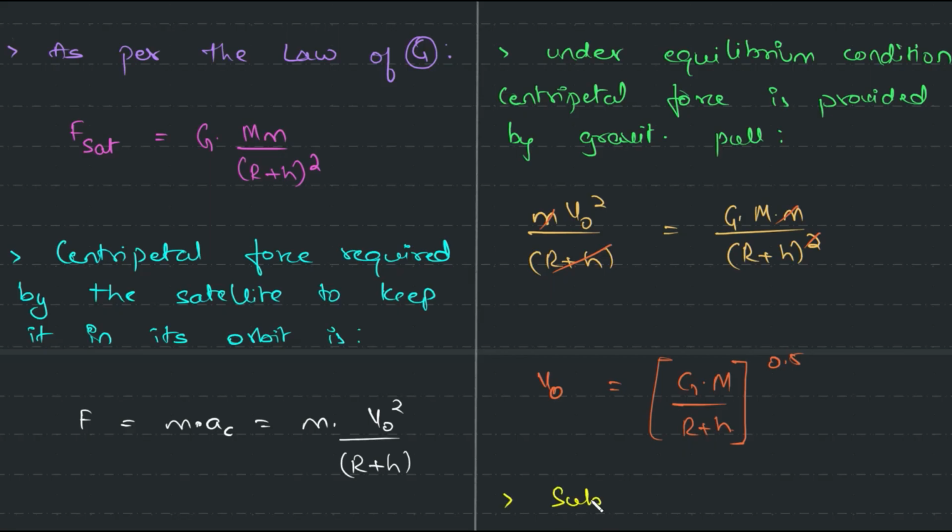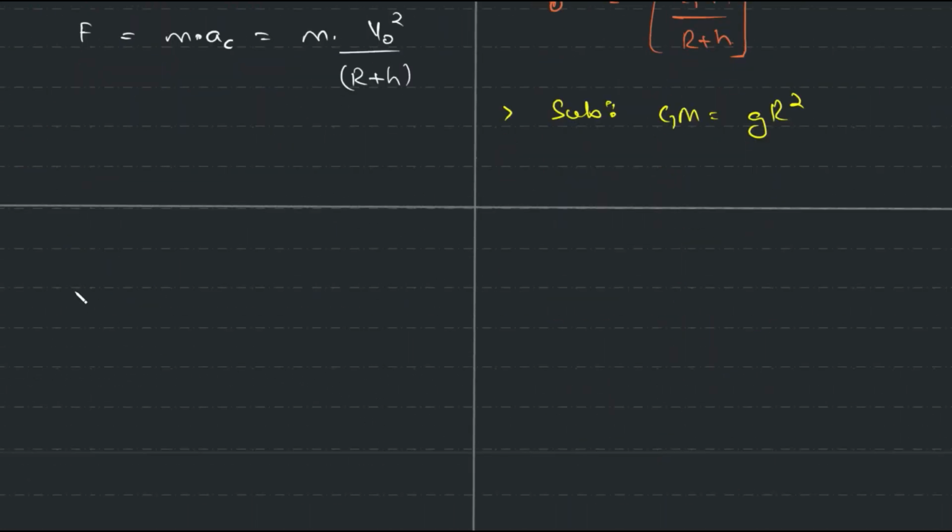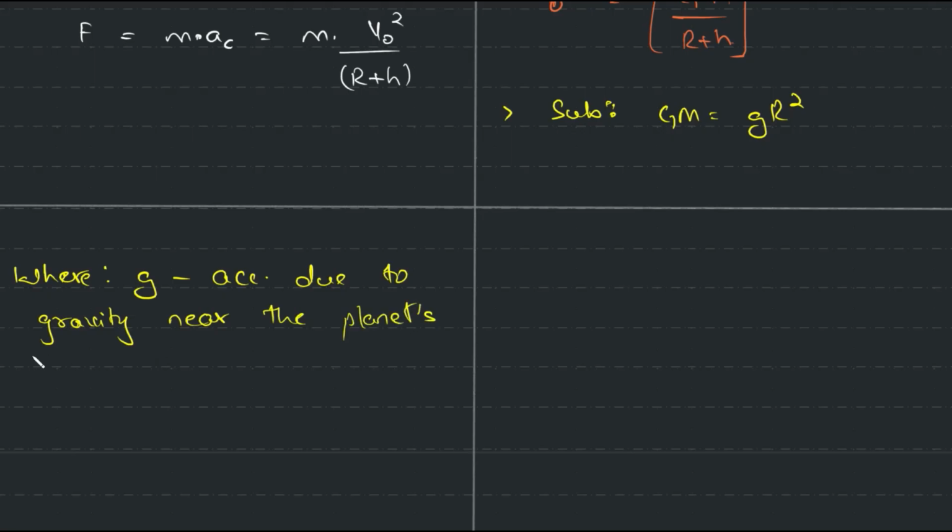Okay, next we will substitute for G. GM is equal to g R square, where g is the acceleration due to gravity near the planet's surface. So we have v naught also equal to root of g R square by R plus h. I think we have the final expressions.